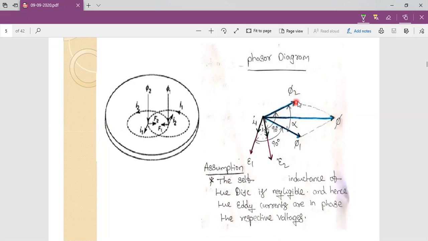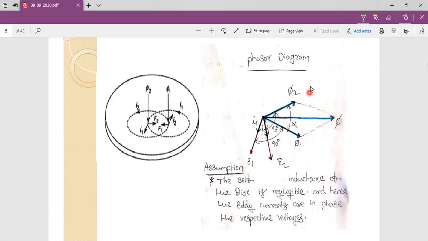There is a phase difference between I1 and I2, and that phase difference we consider as alpha. We know that flux is directly proportional to current, and flux is in phase with current. With that knowledge, we can draw two phasors, phi 1 and phi 2. Here in this case, we take phi 2 leading phi 1 at an angle of alpha.